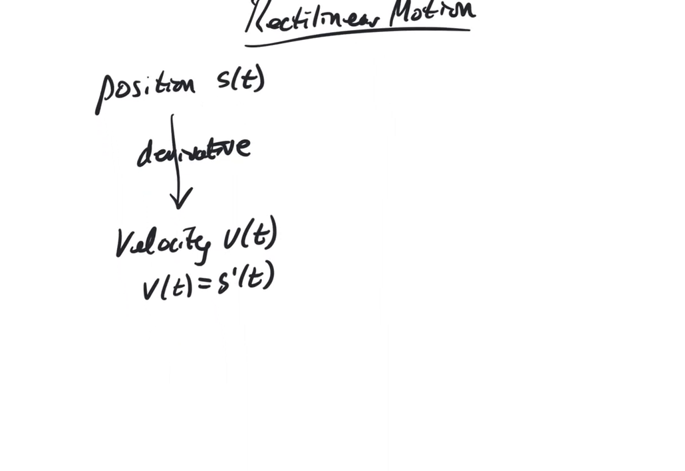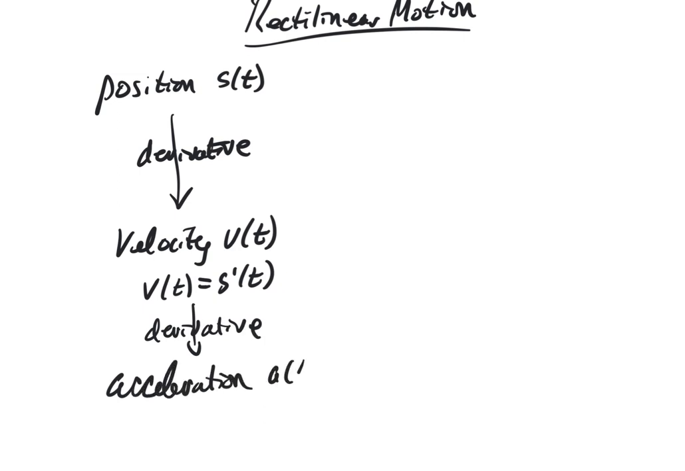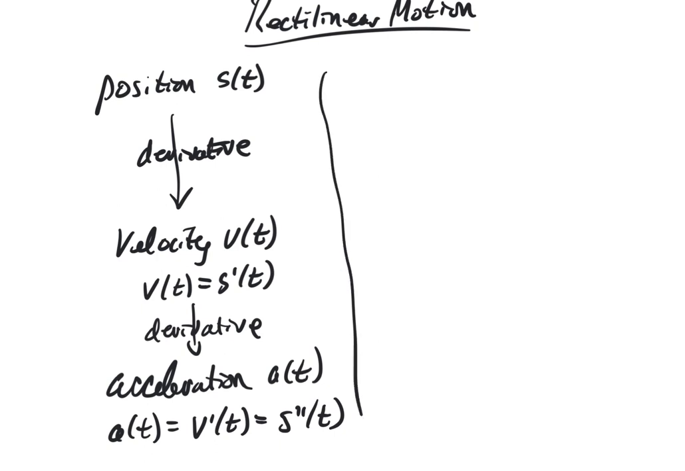And then we continued that idea. If we take a derivative again, which means we take an instantaneous rate of change, we get to what's called acceleration, which we usually define as a of t. And so we were able to say that a of t was equal to the first derivative of velocity or the second derivative of position. Okay, so that's what we talked about throughout the fall off and on.